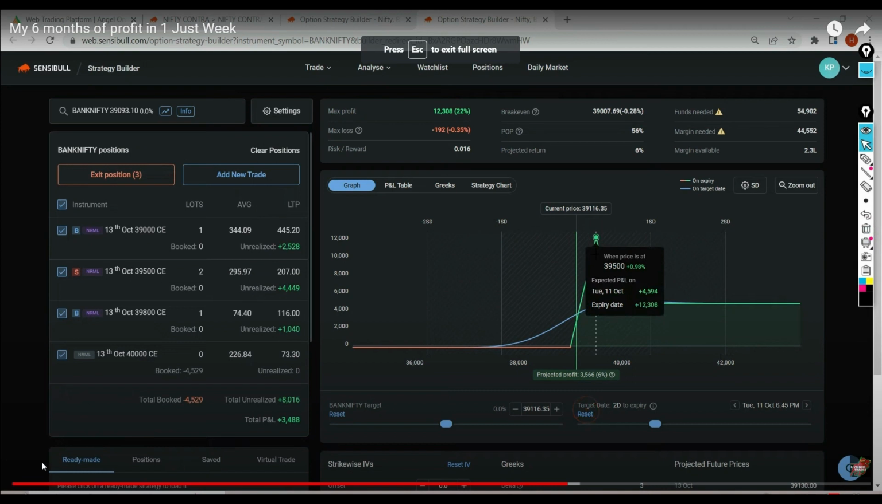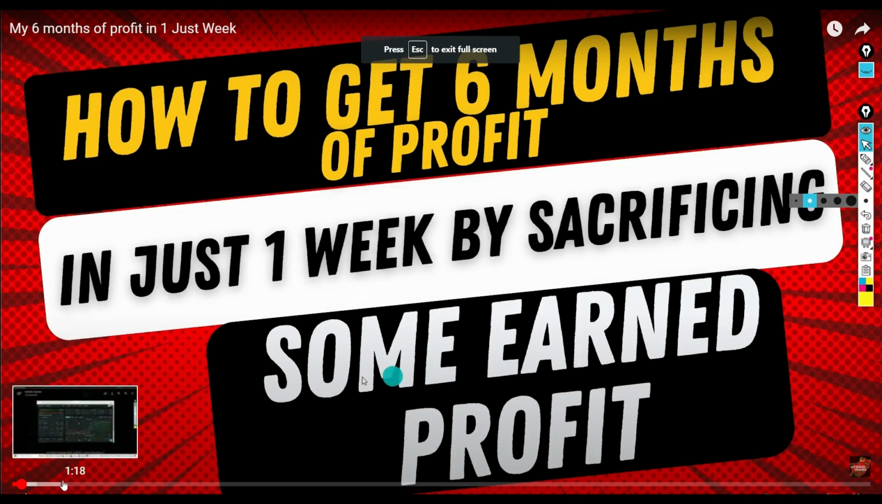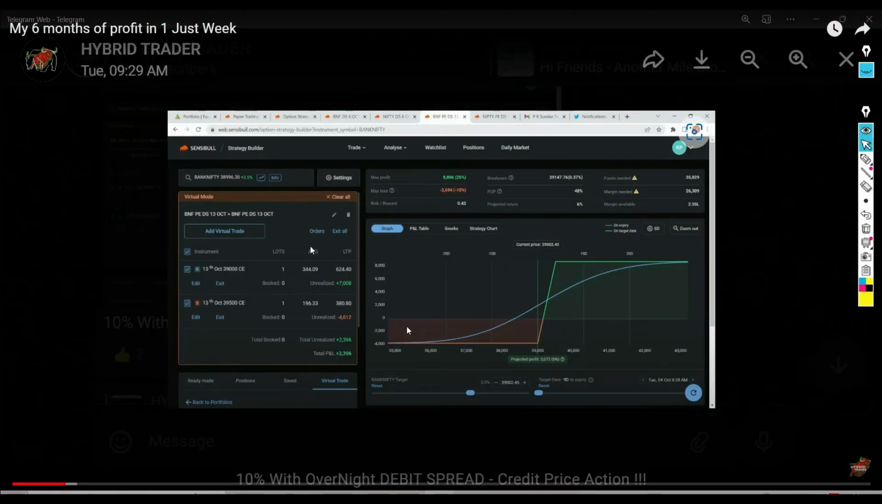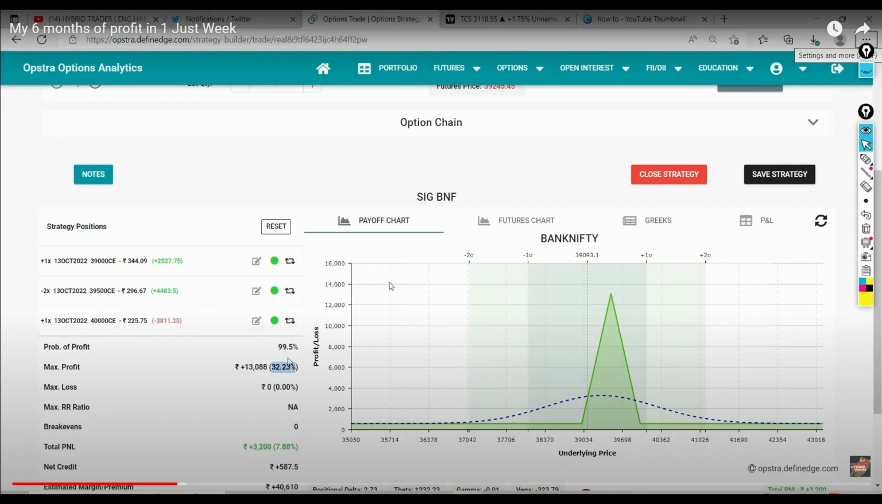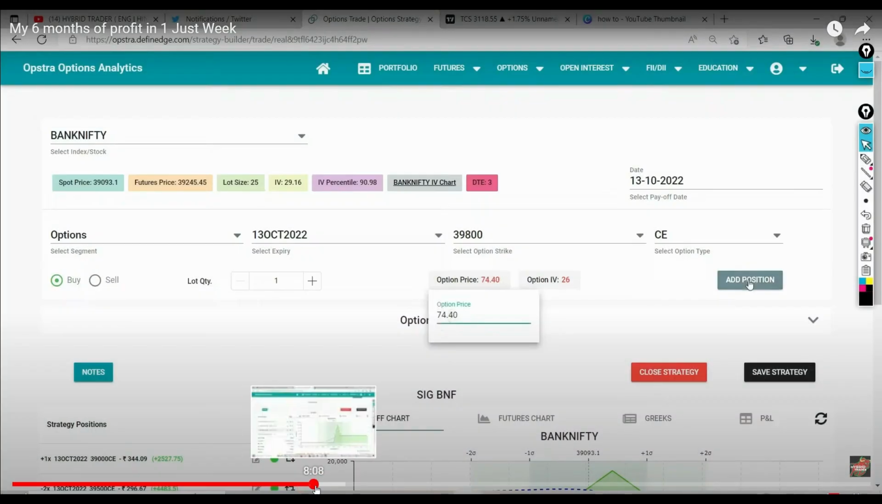If you look at this, I started with the debit spread. This was my original debit spread. Then, and if you've joined my Telegram channel you'll get all the updates, my debit spread got converted to a butterfly. That was the day before yesterday, and then yesterday I converted my trade to something like this.